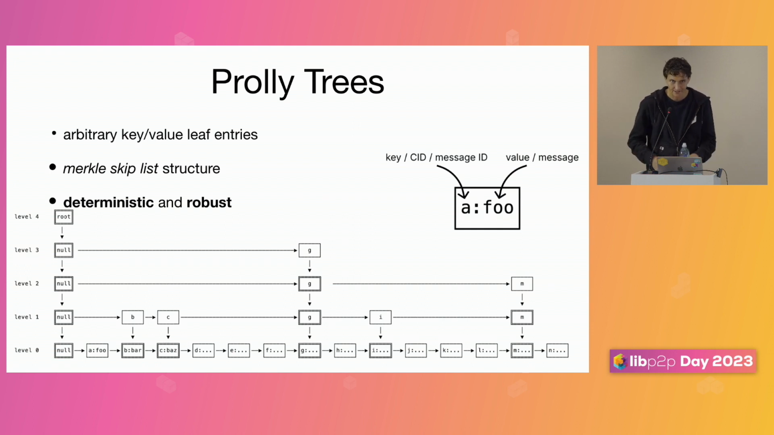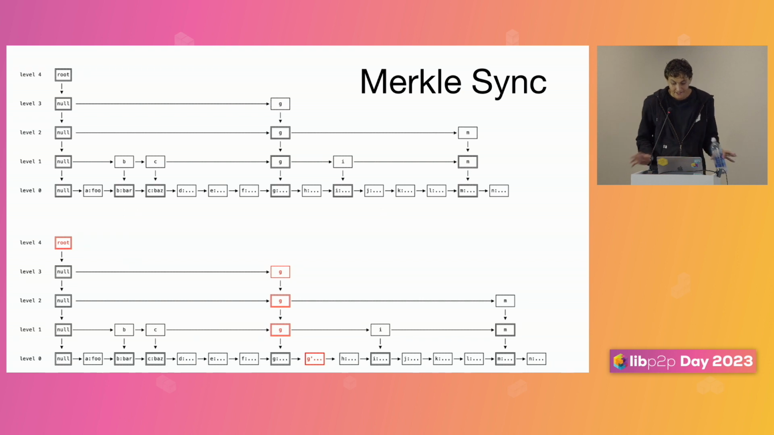Lots more details there. I have a big long blog post about this that I encourage you all to check out if you're interested in the details of Prolly tree implementation. The upshot of this is that if Alice and Bob both maintain these Prolly trees over their set of messages, so this special kind of merkleized database index, they're able to perform a very efficient type of Merkle sync.